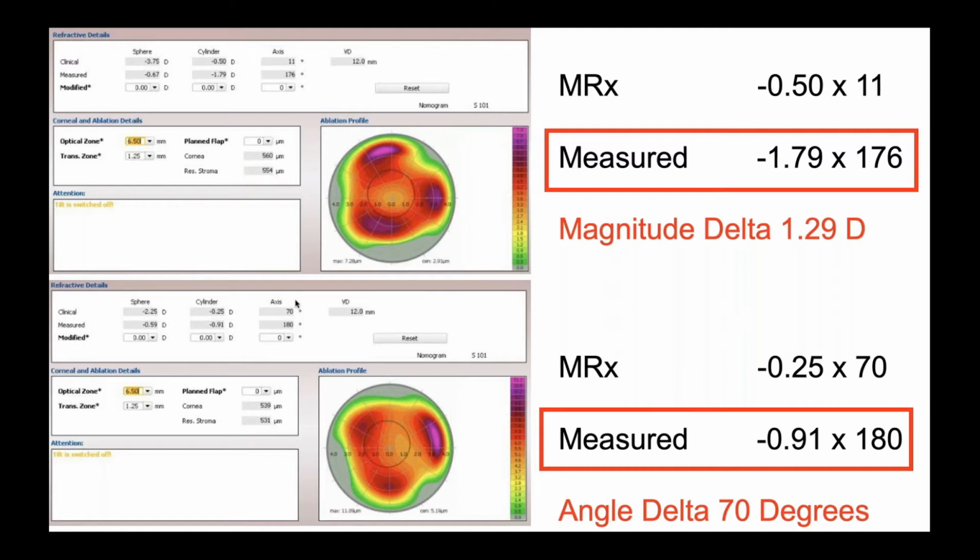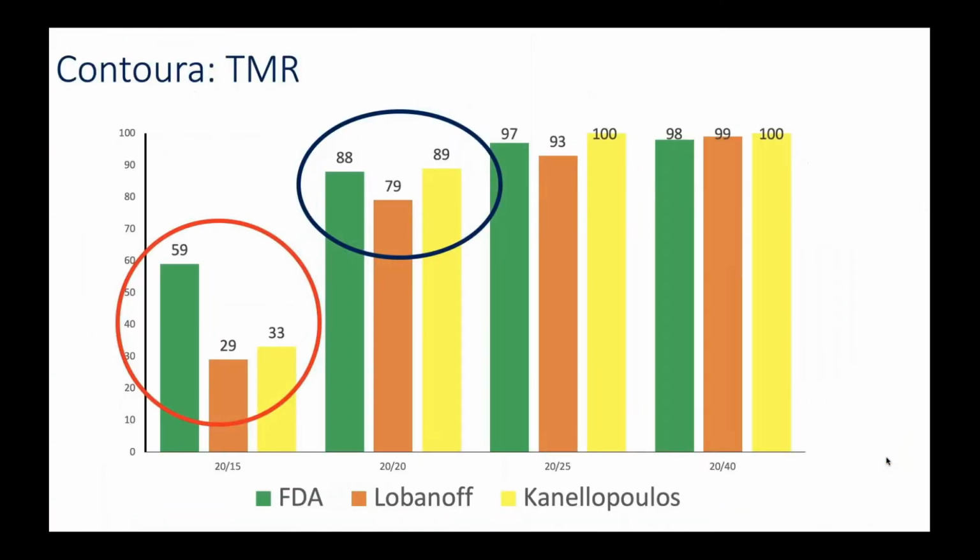Then there are cases like that on the bottom, where the manifest and the measured differ by about 0.7 diopters in magnitude, but look at the massive difference in the angle. The manifest, the phoropter, the patient was asking for correction at axis of 70, but we're measuring astigmatism 70 degrees away at 180 degrees. It was cases like these that made it very difficult for surgeons to jump in and start TMR. But I trusted John. John's a brilliant surgeon. I said, I'm just going to do this. I'm going to bite the bullet.